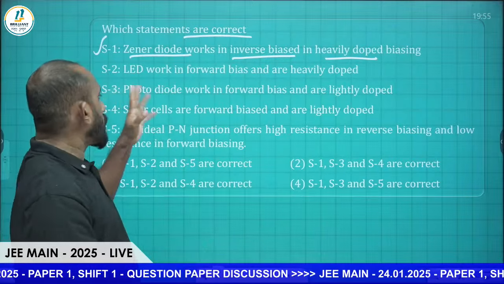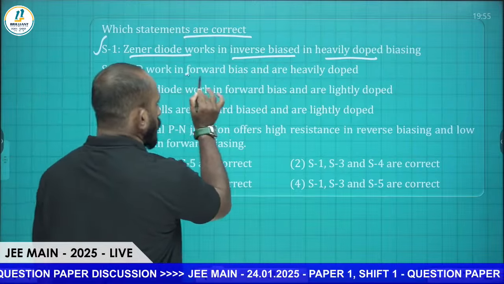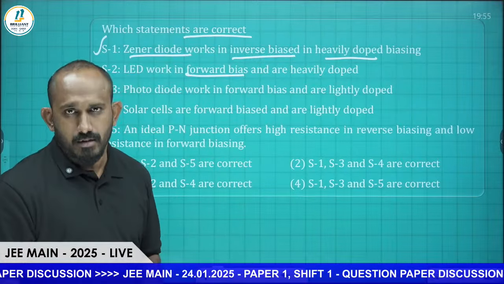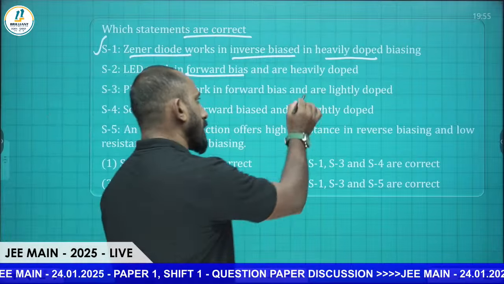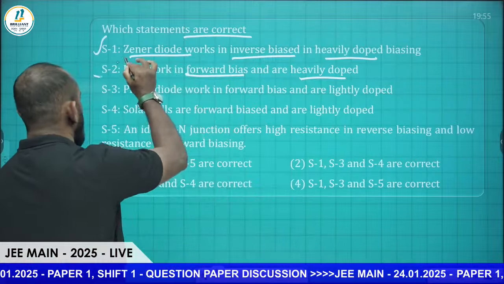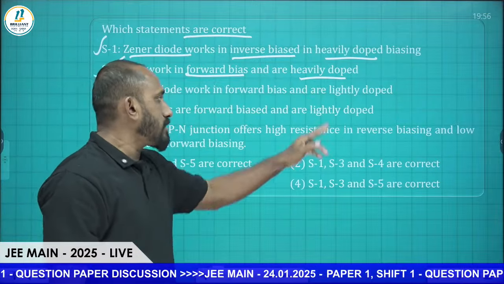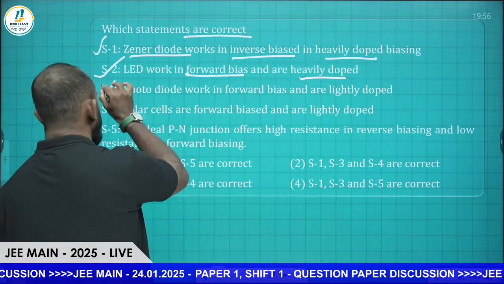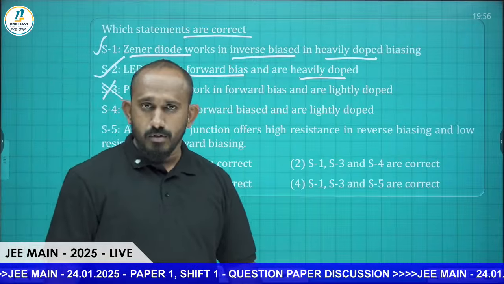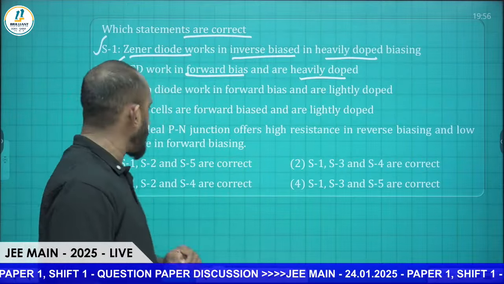Statement 2. LED works in forward bias and is heavily doped. Of course, light emitting diodes are always in forward bias. You should connect because current should pass through it and it is converted to light. Should be heavily doped too. So statement 2 is also correct. Statement 3. Photodiode works in forward bias and is lightly doped. No, that's wrong. Photodiode should be connected in reverse bias always. You know, photodiode is a light sensor circuit, we use it. So it should be always in reverse bias.